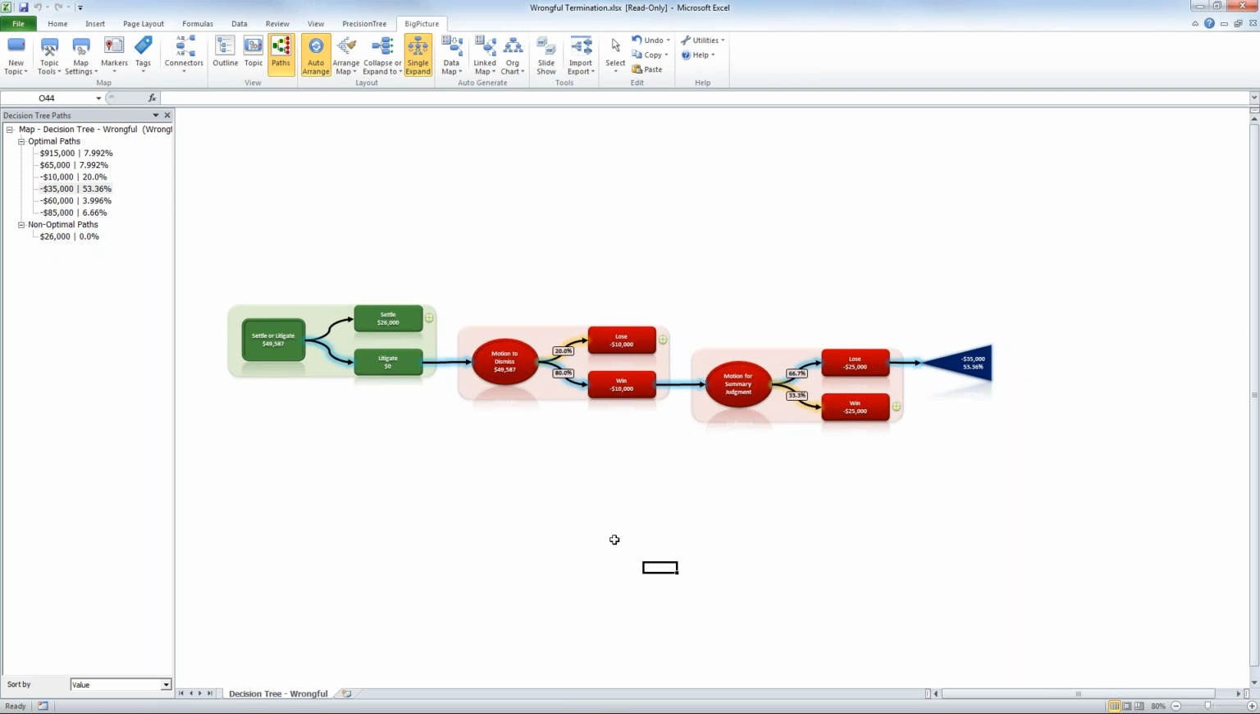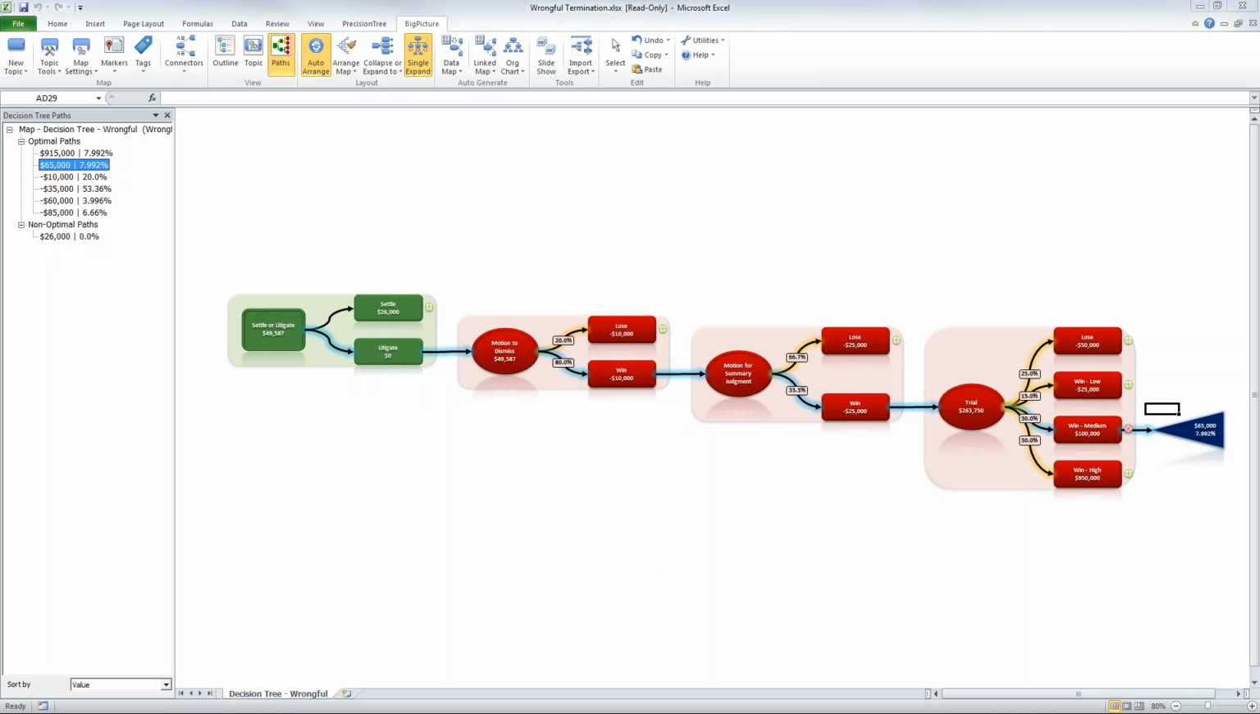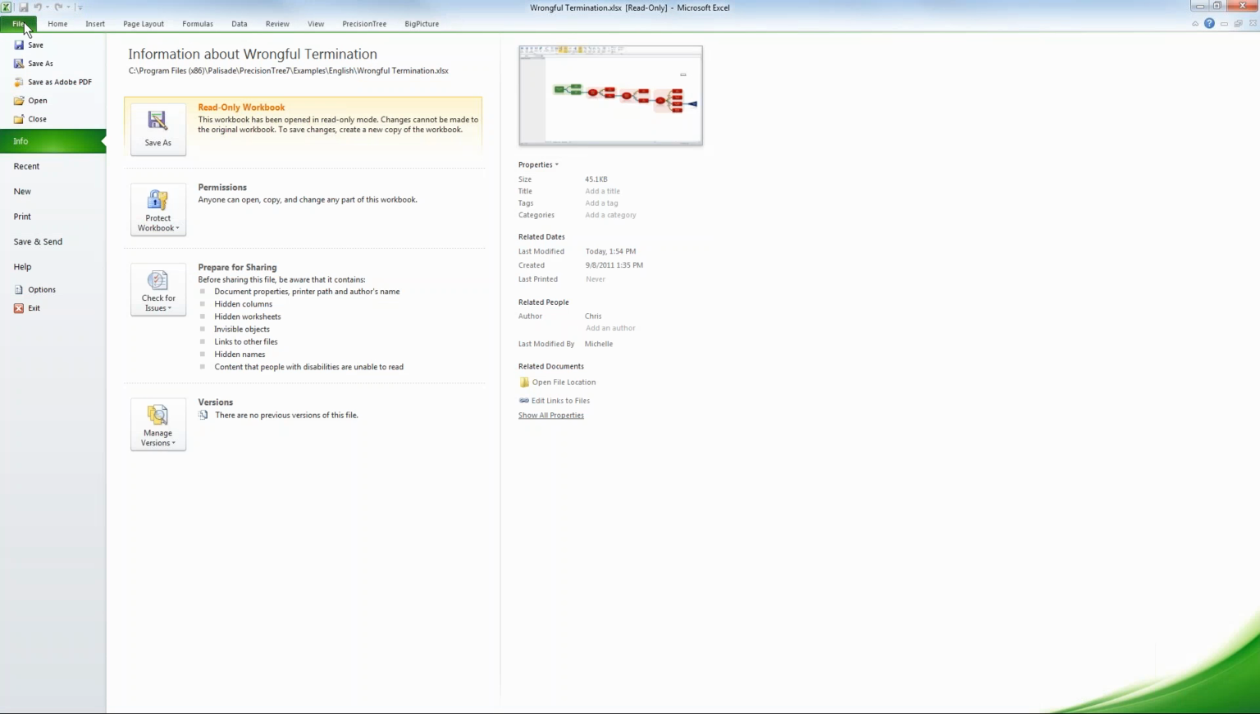So we can walk through and show these paths just by clicking on any one of the options on the left, which is all part of Big Picture. So this is another way that Big Picture can integrate back with Decision Tree. Now what I also want to show you is, with a decision tree that was then viewed in Big Picture, I created what's called a slideshow.